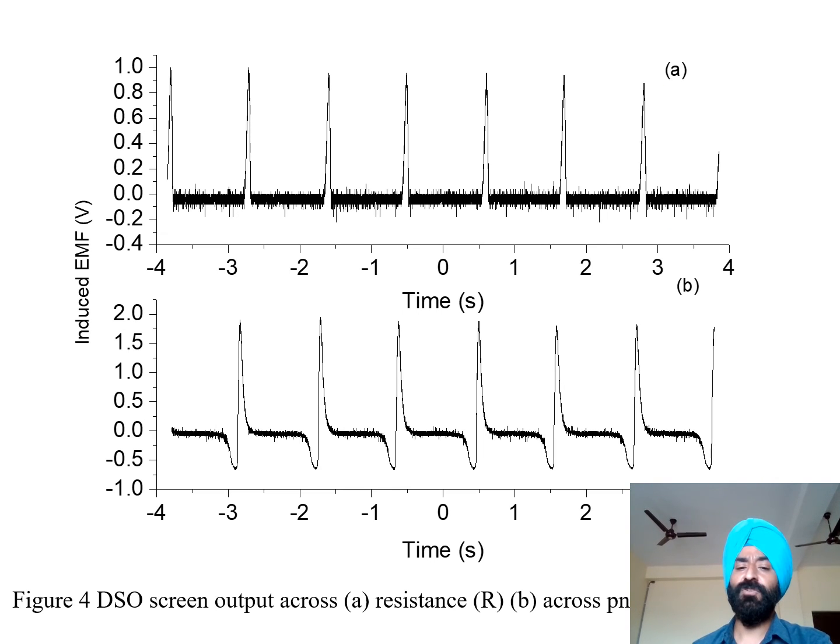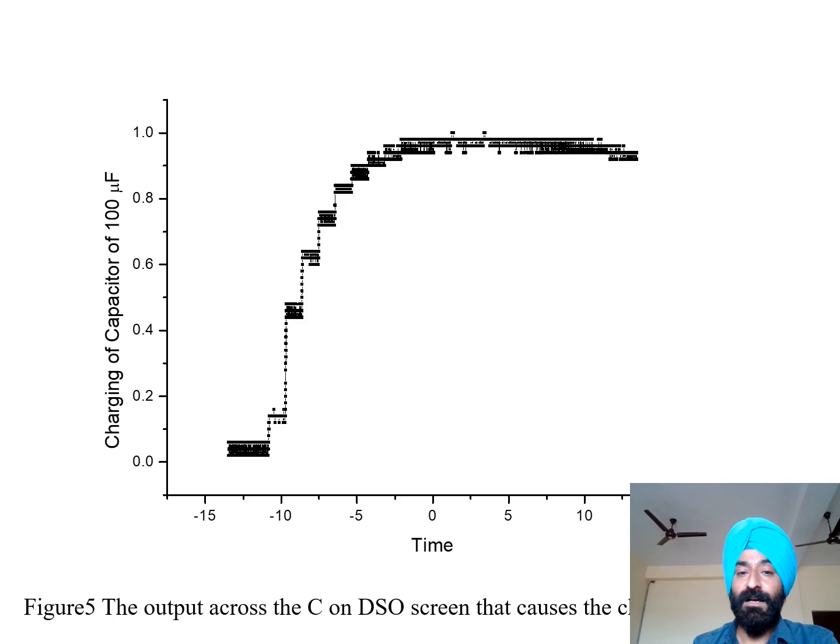Here we can check the output across the resistance and the output across the diode that we have used in the induced EMF setup. Across the diode you have only one pulse, because one time it gets forward bias, one time it gets reverse bias. And this is the voltage across the capacitor that we measure using the CRO, and this saturation part shows when the capacitor is fully charged, and at that point your galvanometer stops oscillating.